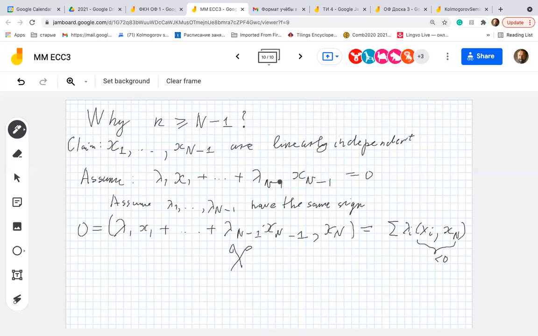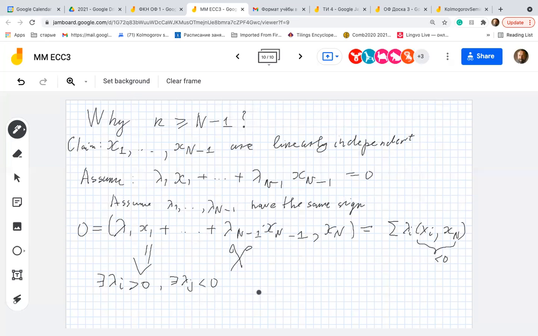So we have assumed that this linear combination is 0, and also assumed that they have the same sign. Hence, we may conclude that at least two of them have different signs. So there are lambda i, lambda j of different signs: some lambda i is positive, and some lambda j is negative. And in that case, we will also obtain a contradiction, but this time the contradiction is obtained as follows. We move all the terms with negative lambdas to the right-hand side of this equality.